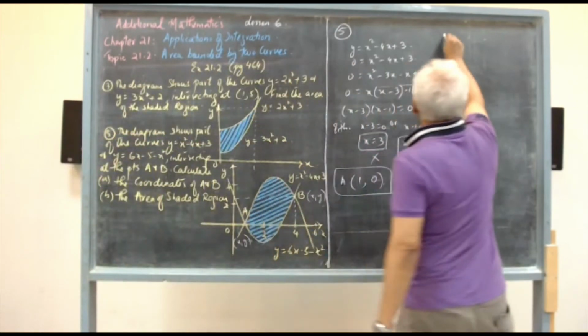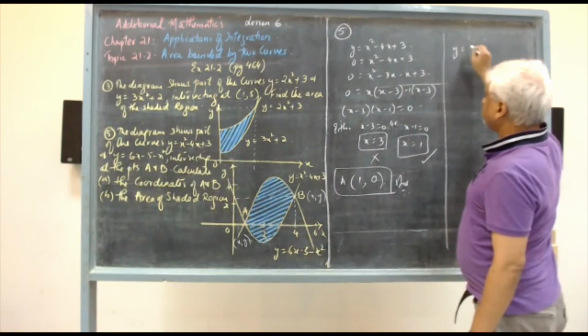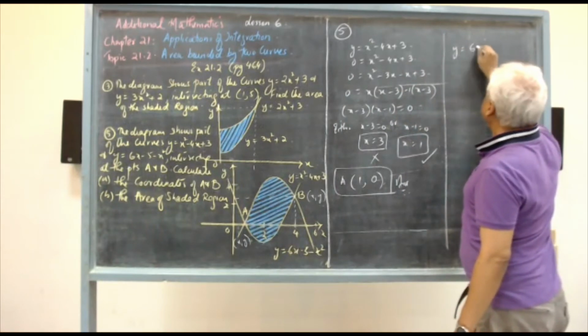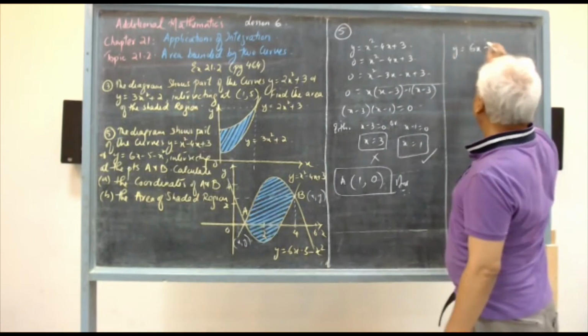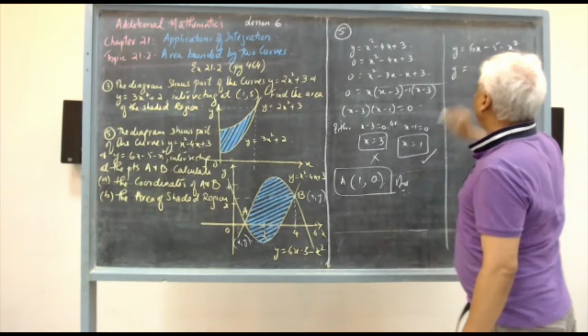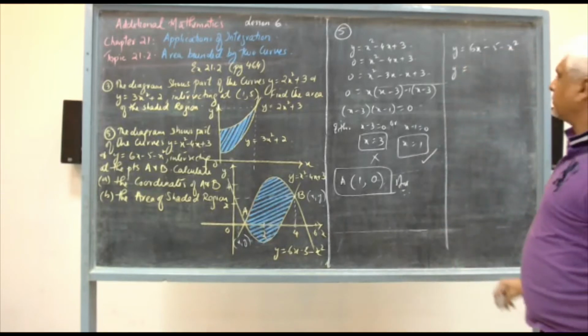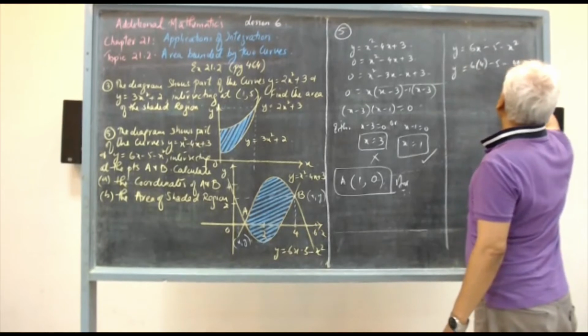So let's take the equation y equals 6x minus 5 minus x squared. We need to find the y coordinate. The x coordinate is 4. So 6 times 4 minus 5 minus 4, the whole squared.